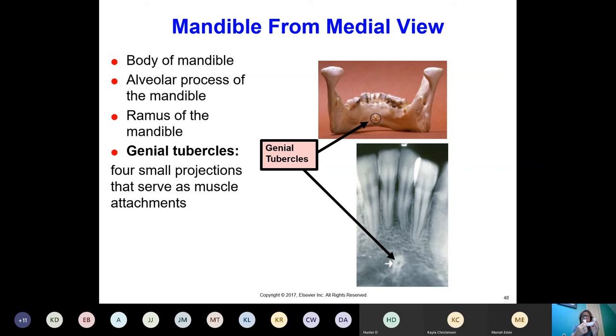Right inside here, you can't even see it on our skull anymore, there are some little bumps right down here, below the roots of the teeth, called genial tubercles. They are small projections, and muscles attach to them. In chapter 4, when we learn about the muscles, some tongue muscles attach there. You will see it on an image or radiograph as kind of a white circle because it's radiopaque. It's more dense.